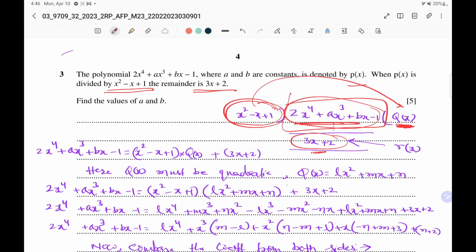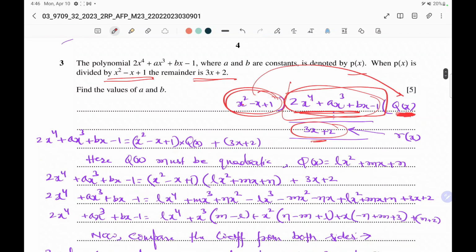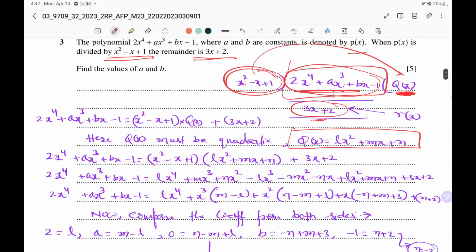Here q(x) must be quadratic, of course, because you are dividing x to the power 4 by x squared. So the first term will be x squared only. So here it will be a quadratic equation. Here q(x) must be quadratic. I don't know the quadratic equation, so I will just assume any quadratic, which is lx squared plus mx plus n.